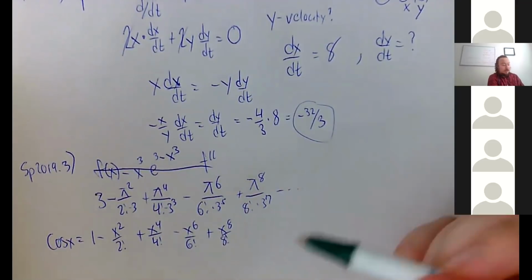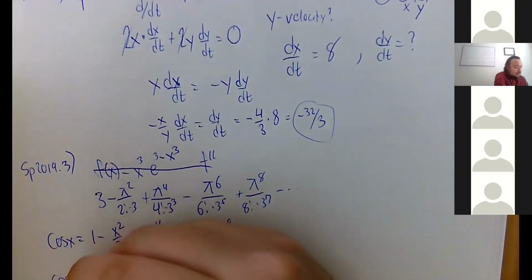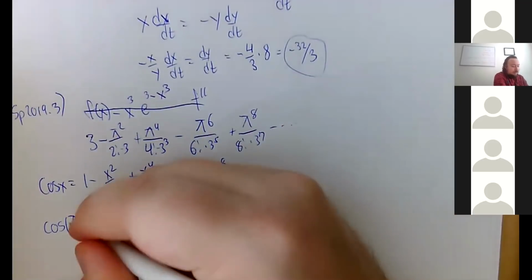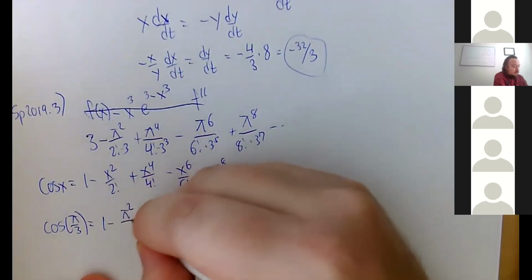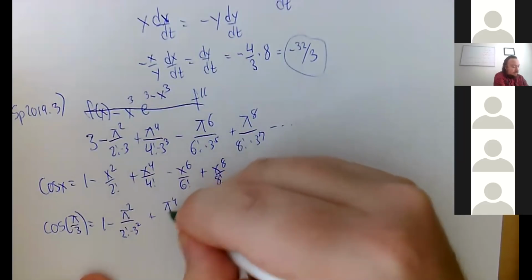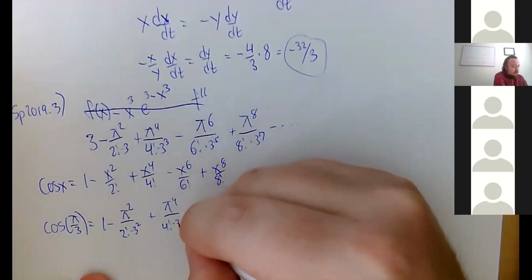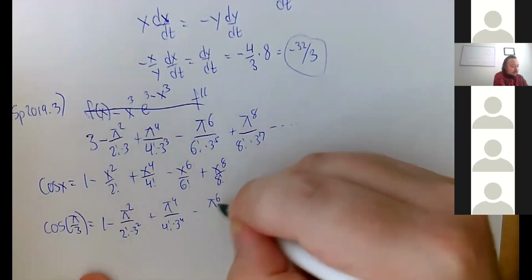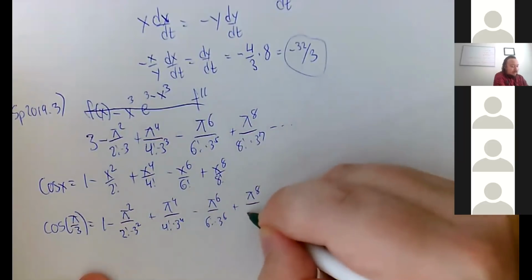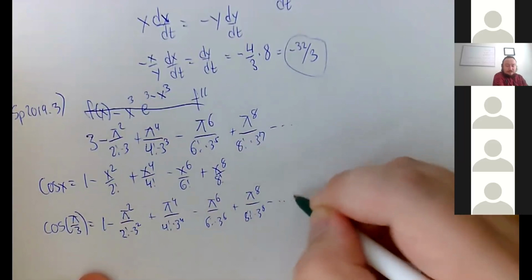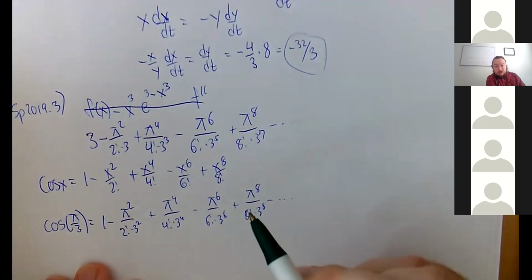That gives me the hint to maybe plug in pi over 3. We have cosine of pi over 3. That's going to be 1 minus pi squared over 2 factorial times 3 squared, pi to the 4th over 4 factorial times 3 to the 4th, pi to the 6 over 6 factorial times 3 to the 6th, and then we have pi to the 8th over 8 factorial, 3 to the 8th. All right, now this is almost what we want.